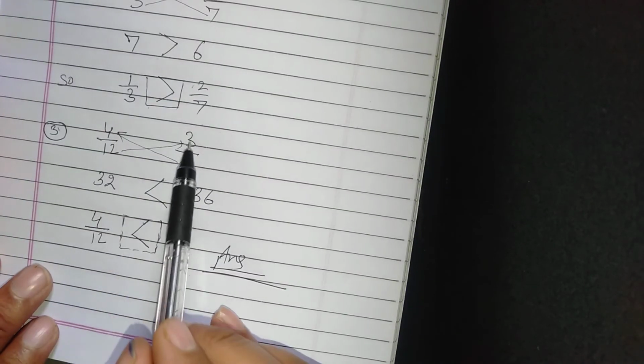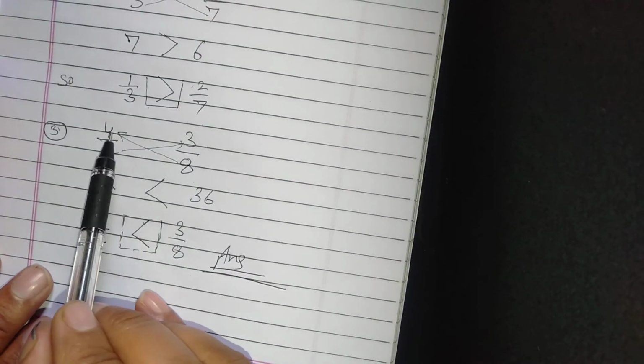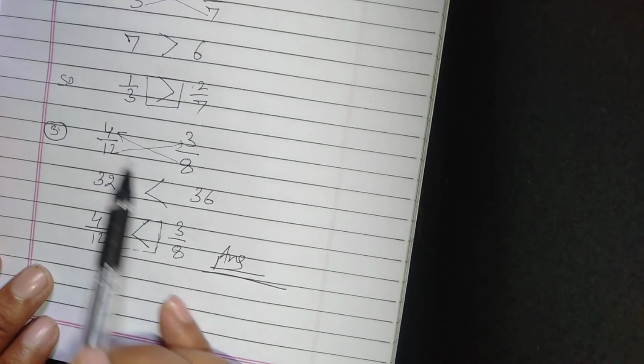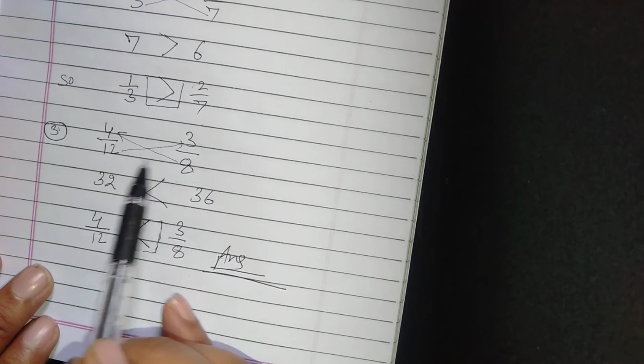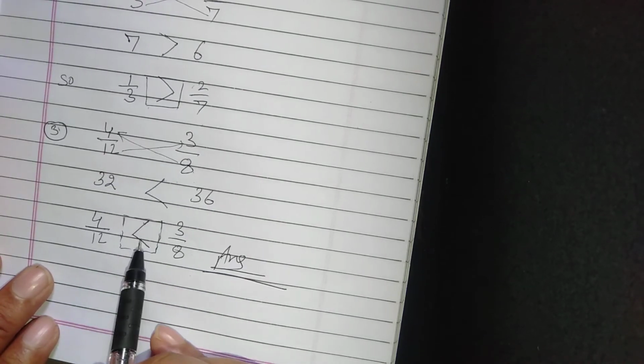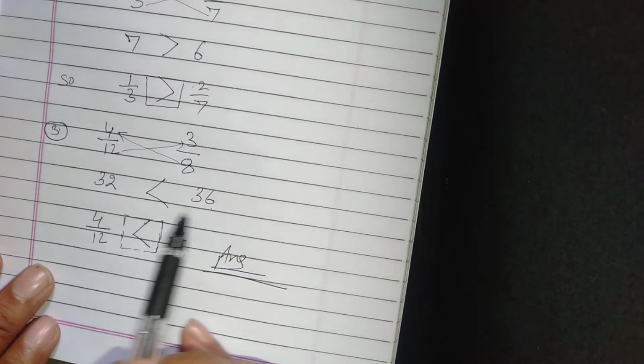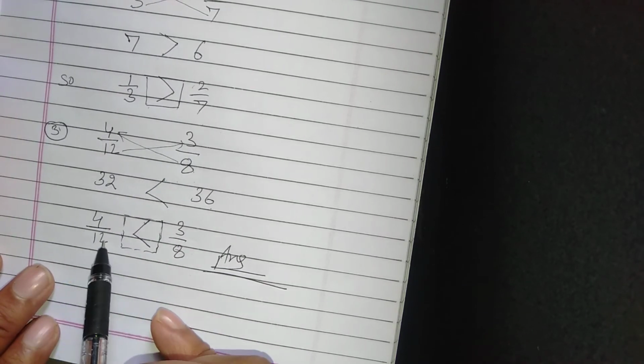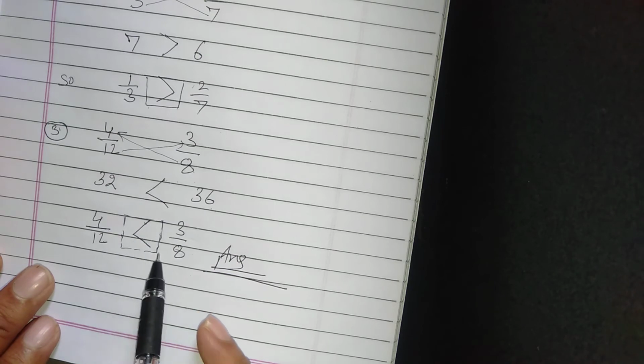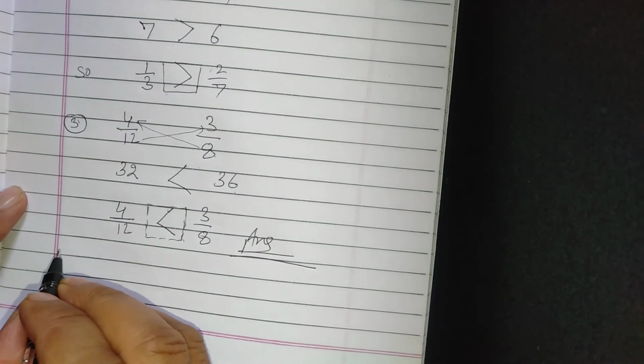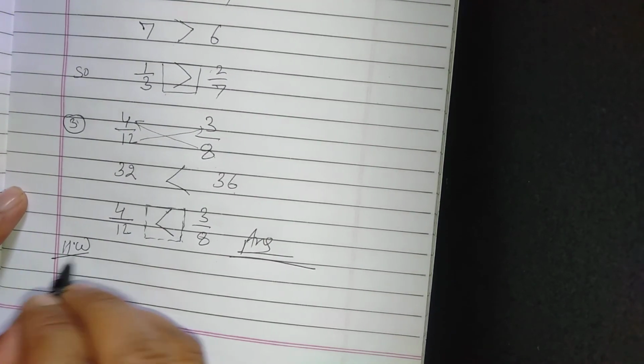Now 4 by 12 and 3 by 8. See here, cross multiply. 8 into 4 is equal to 32, and 12 into 3 is 36. And it's very clear that 36 is greater than 32. So write 4 by 12, 3 by 8, and put the symbol this way. Now giving some homework for you. You can do this one.